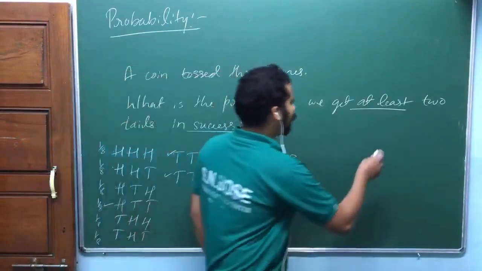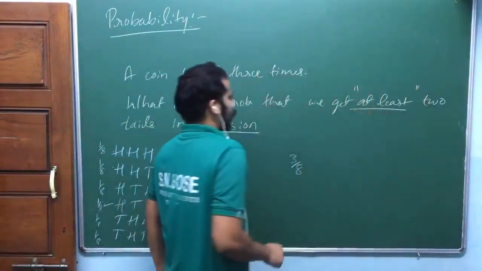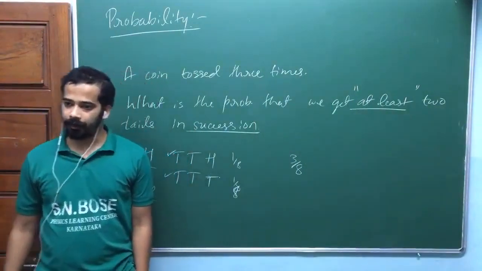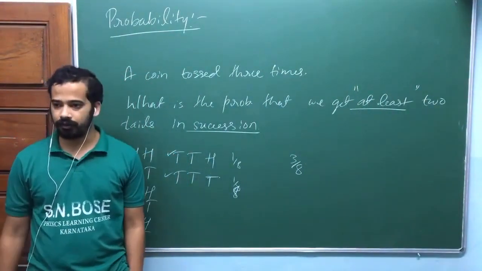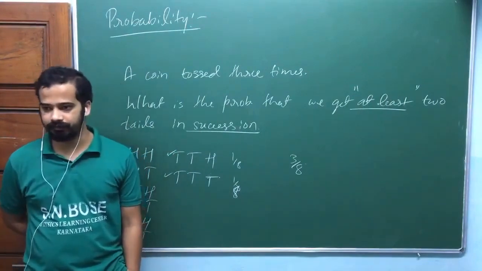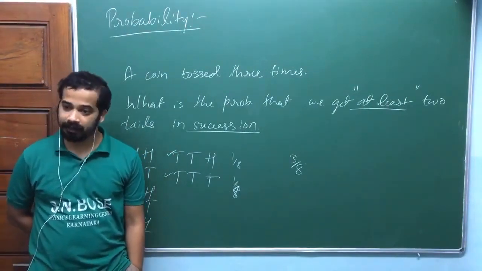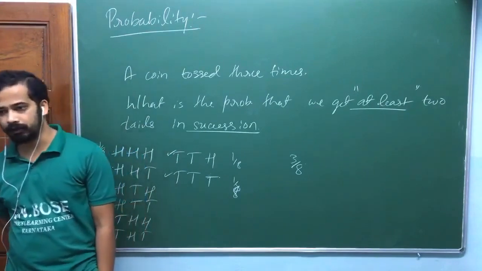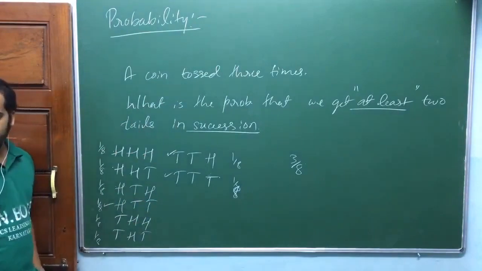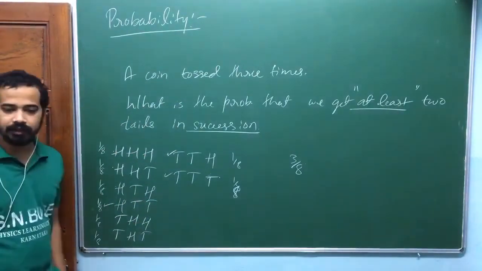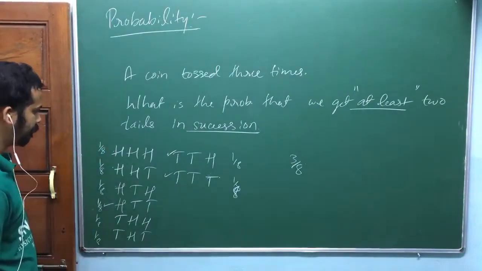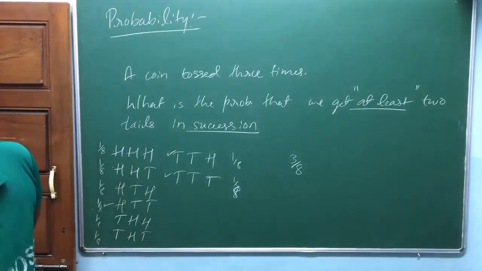But remember, you should be able to understand the word "at least". At least 2 tails in succession means the probability of getting 2 tails in succession plus the probability of getting 3 tails in succession. At least word, am I right? At least 2 means either 2 or 3, isn't it? Maximum is 3 here, isn't it? Try to understand the word at least in any probability problem. That's very frequent. Is that okay?